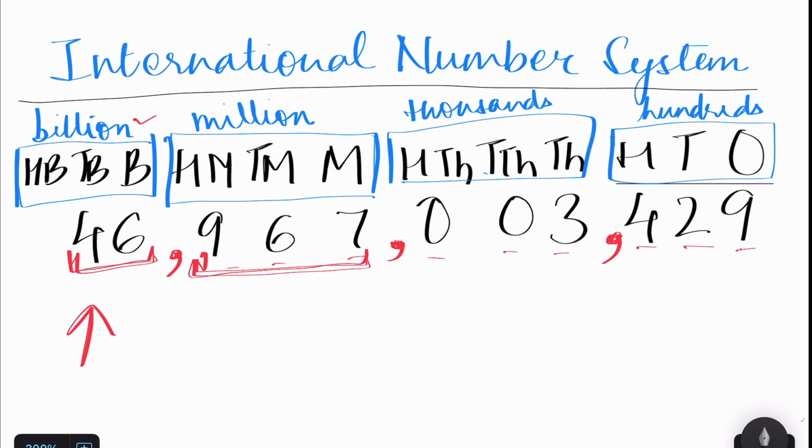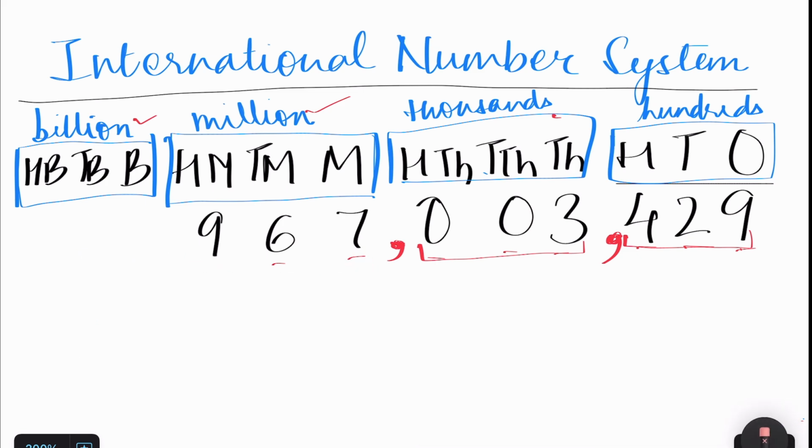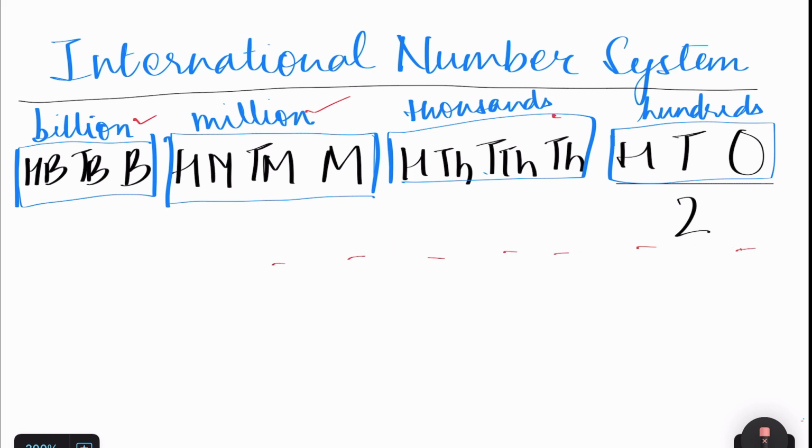So this is 967 million. This is 3,429. Easy? Let me know how many of you got this correct without listening to me and without me explaining it. How many of you got this correct?